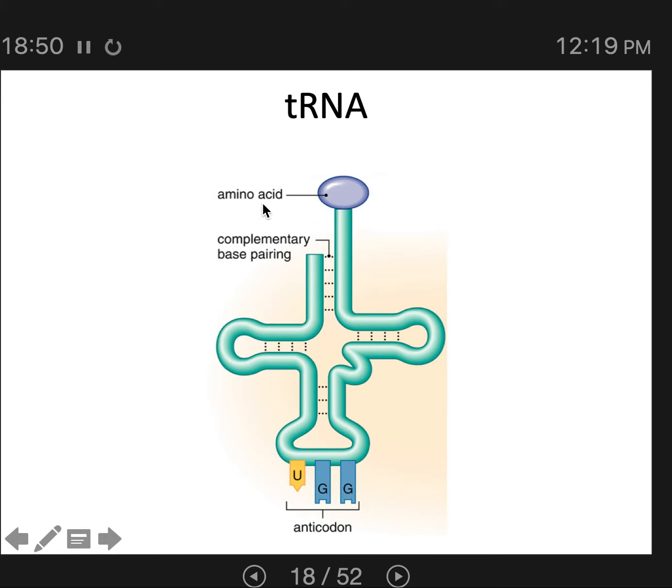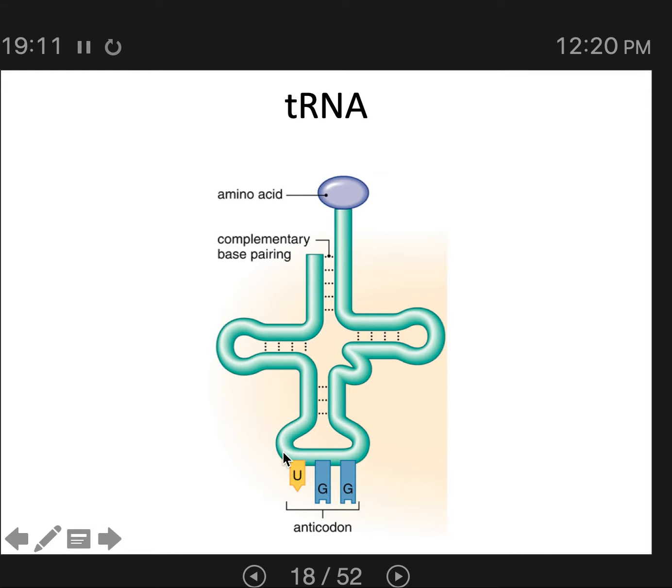So it says complementary base pairing here. Maybe you have A here, U here, A's and U's bind. That holds these folds together. So it's complementary base pairing internally that keeps the three-dimensional shape. But then these are flipped out for the anticodon to match with the messenger RNA in the ribosome. So this part just keeps its shape.